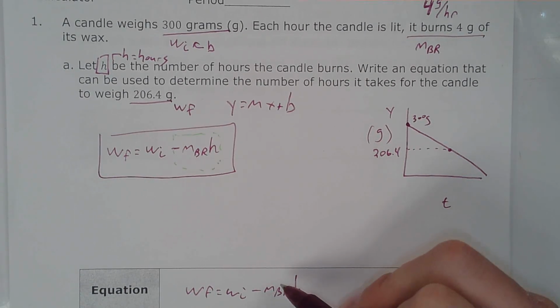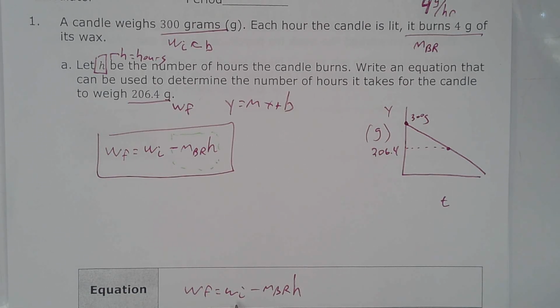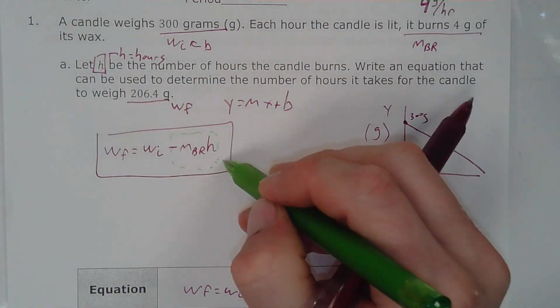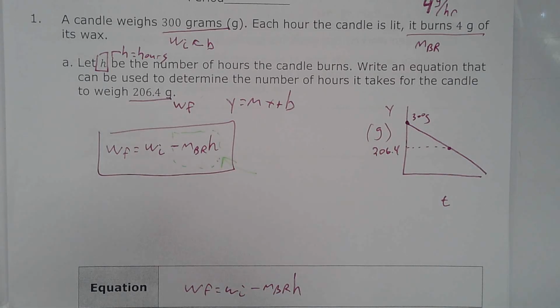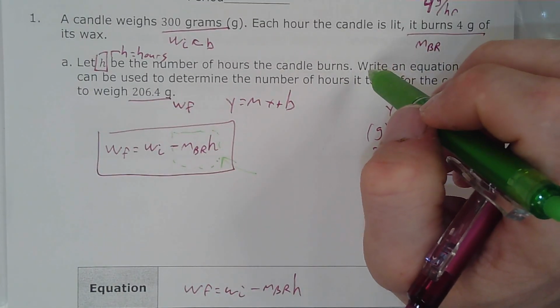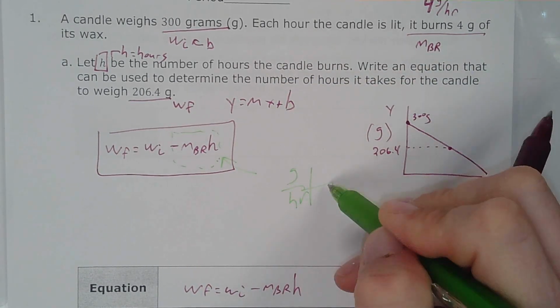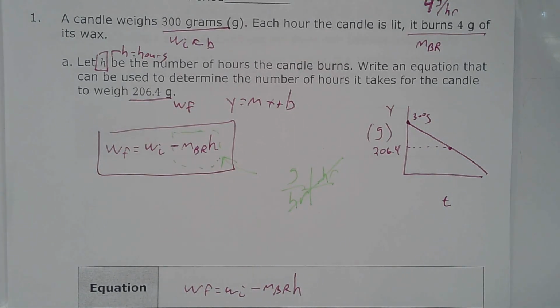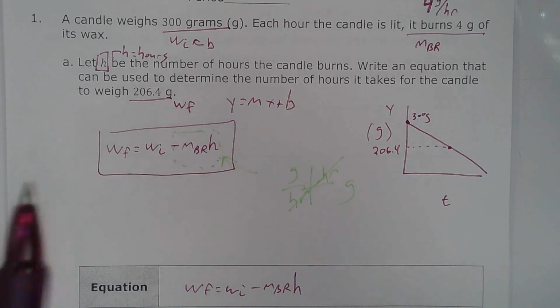Right, so this is in what units? My initial weight is in what units? It's in grams. My final weight is in grams. So what does this have to be in order for me to subtract this from that? It's got to be in grams, right? My burn rate is in grams per hour. So what do I have to multiply? The grams per hour times hours. They cancel out, and I'm left with grams. Okay, that should make pretty good sense if you use unit analysis. Unit analysis is a very powerful thing.